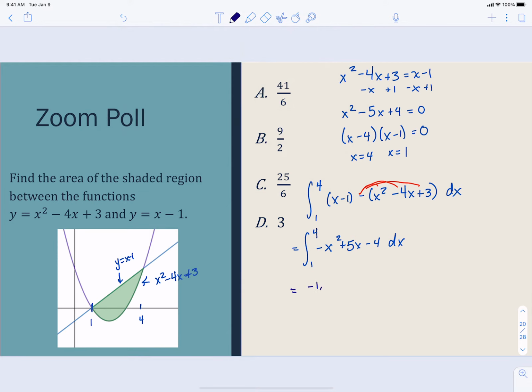We should get as our integral negative 1/3 x to the third plus 5/2 x squared minus 4x. And you're going to do this from 1 to 4, and you should get 9/2 or 4.5, and that gives us our answer B.